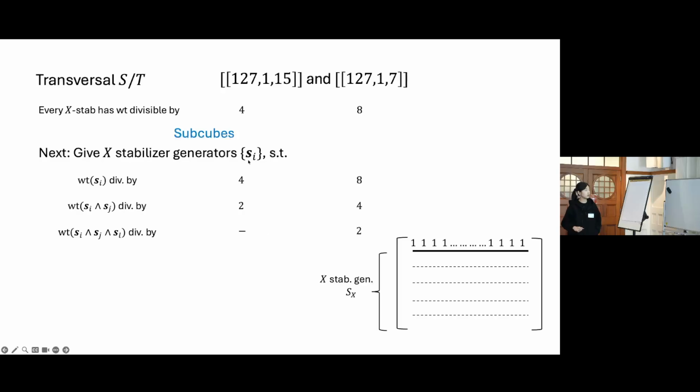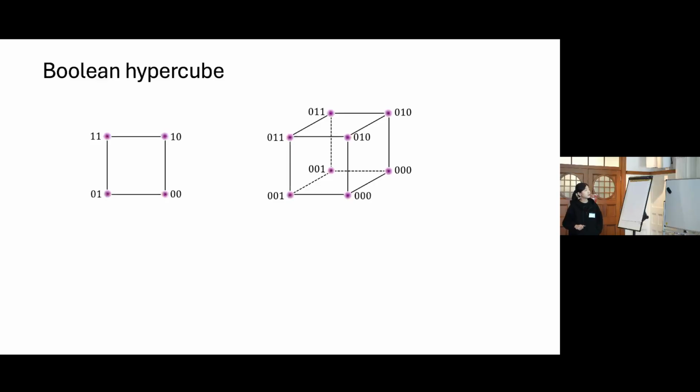And the X stabilizer generators will turn out to be subcubes. So let me define subcubes. Consider a Boolean hypercube. For example, this one is in 2 dimensions, this one is in 3 dimensions. We can label the coordinates of this Boolean hypercube with a string of m bits if the hypercube lives in m dimensions. And then this is a subcube.